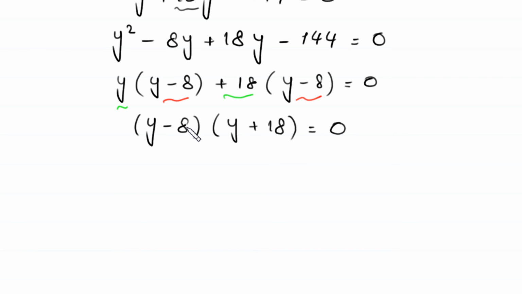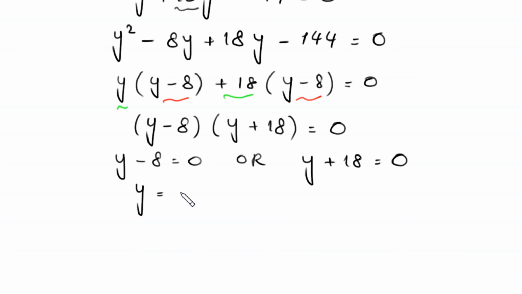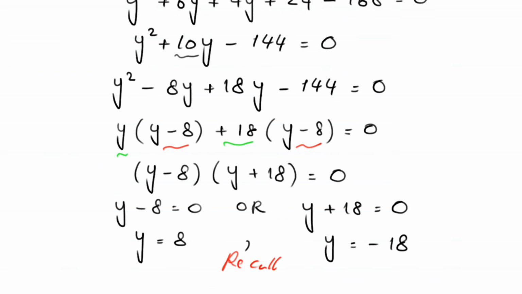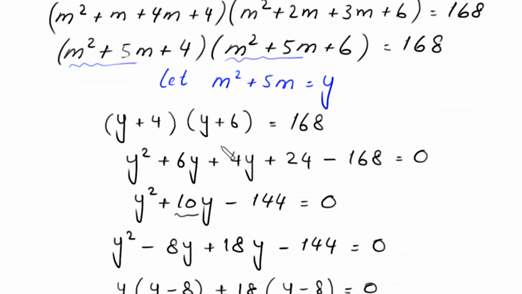And from here either this y minus 8 is equal to 0, or this expression y plus 18 is equal to 0. From this equation we get the value of y is equal to 8, and from this equation we get the value of y is equal to negative 18. Now recall that we have supposed that m squared plus 5m is equal to y.